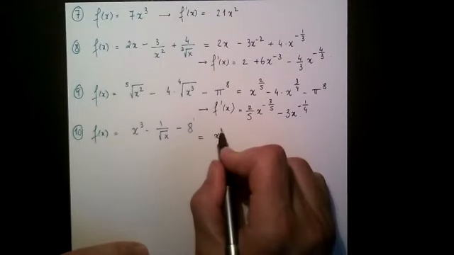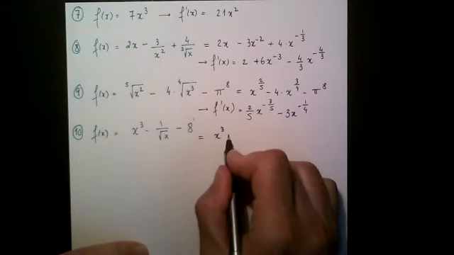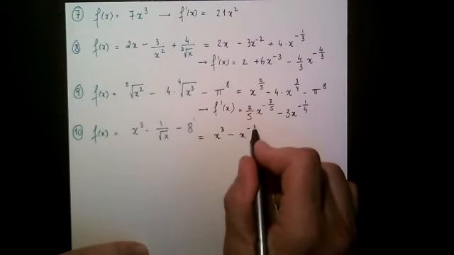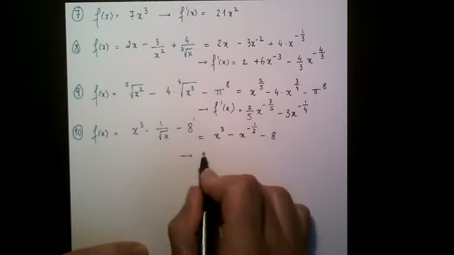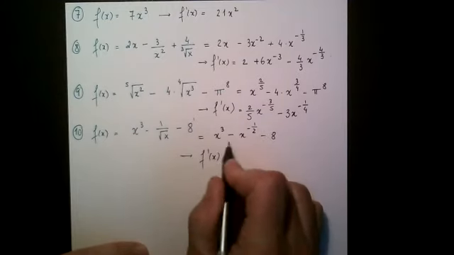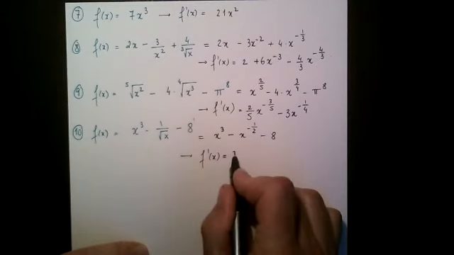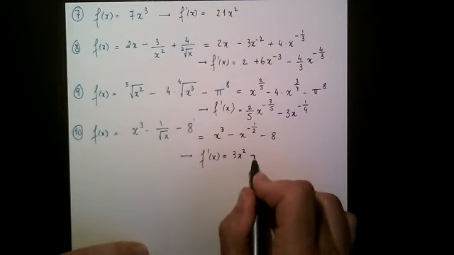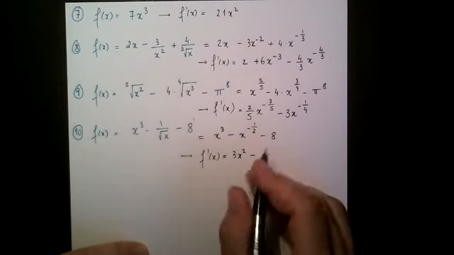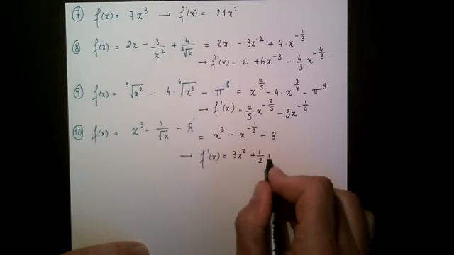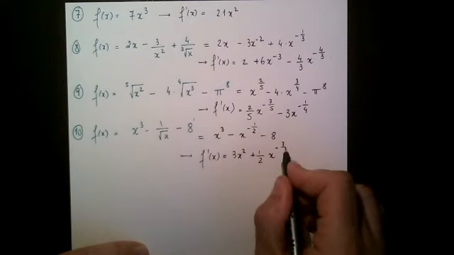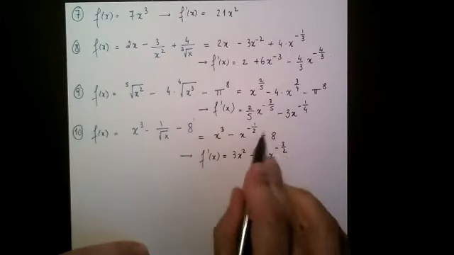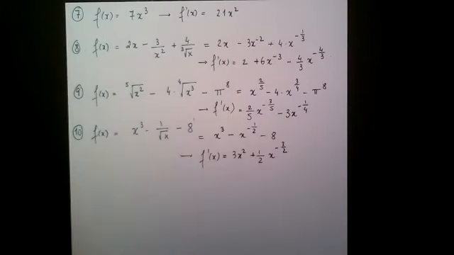Okay, so let me write this in exponential form. x cubed minus x to the power of negative 1/2 and minus 8. And now it's easy. F prime is 3x squared, minus 1 times minus 1/2 is plus 1/2, x to the minus 1/2 minus 1 is minus 3/2. And minus 8, the derivative of 8 is 0. So that's it. It stops like this.